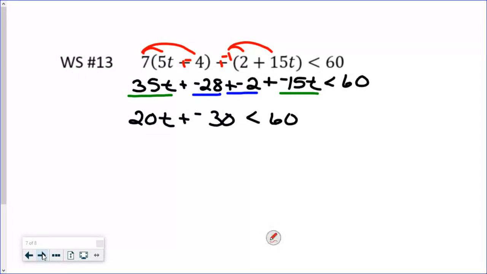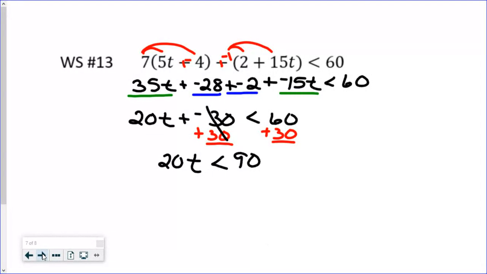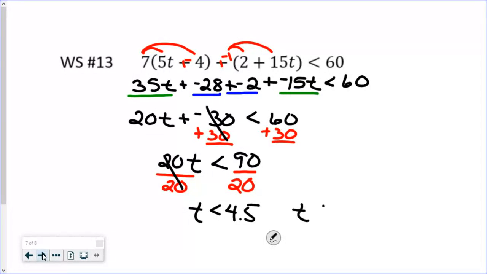Now I'm going to add 30 to both sides. Okay. And I have 20t is less than 90. And then when I divide by 20, I'm dividing by a +20. So that's really 90 divided by 20. My calculator says 4.5. Variables on the left, 4.5 is the same as 4 1/2. So depending which way you want to write it.